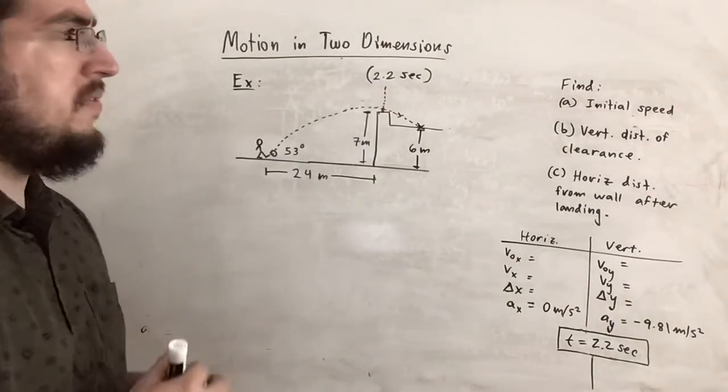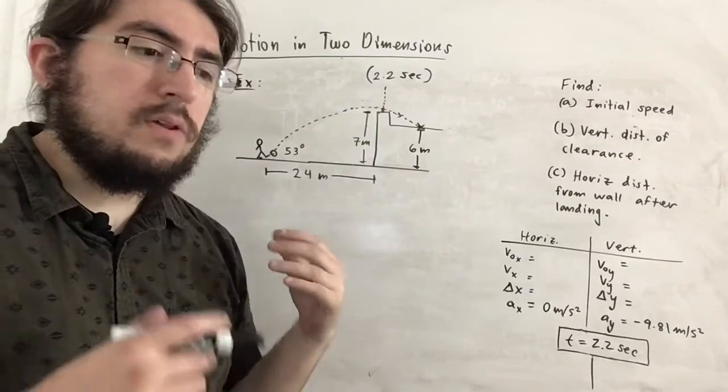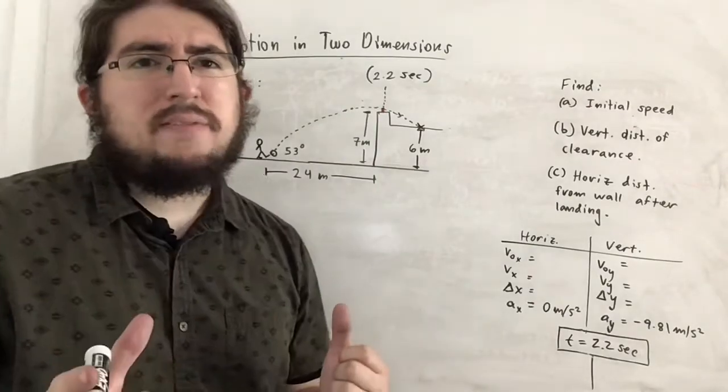Now we're asked to find a few things. We want to find the initial speed. By the way, in the previous problem, we found the final velocity. I actually gave you the final speed.